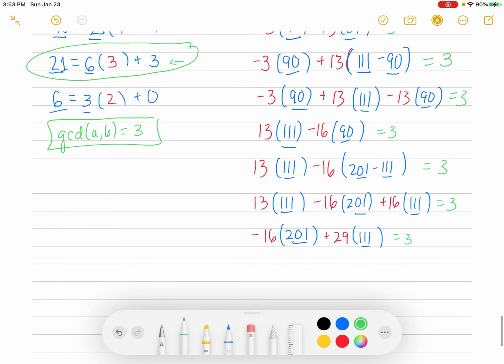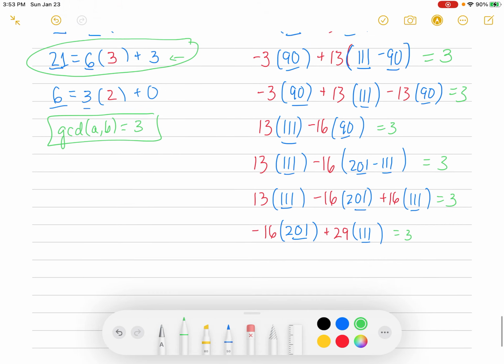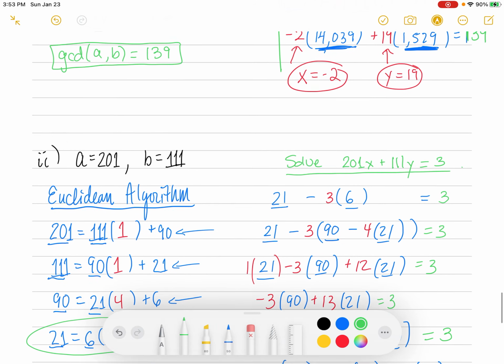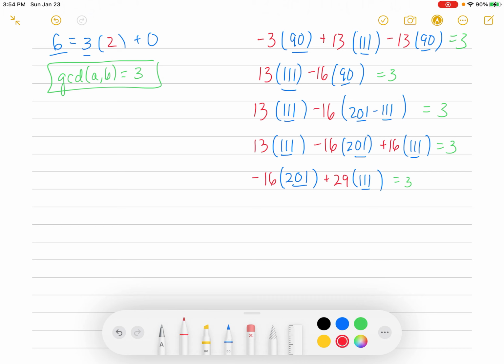And I believe we are done because we have the A, 201, and the B, 111. So if we're trying to solve the equation 201x plus 111y equals 3, we have done it. 201 is present in blue, x would have to be the red, negative 16. 111 is present in blue, and y would have to be the 29. That's it. Solution to the Bezout identity.